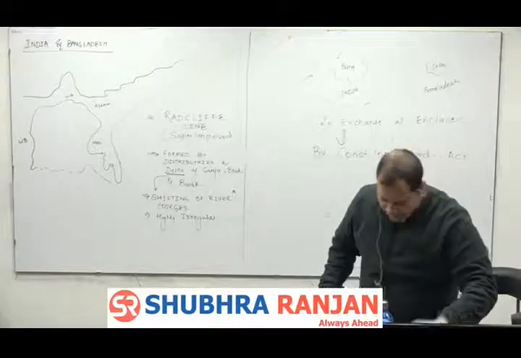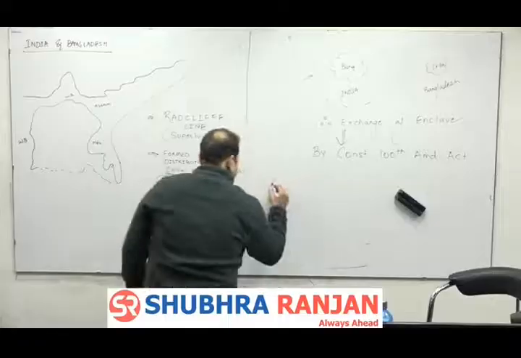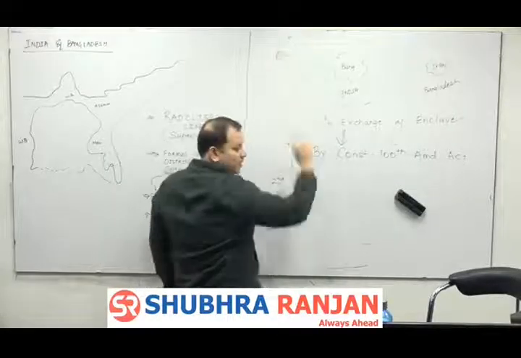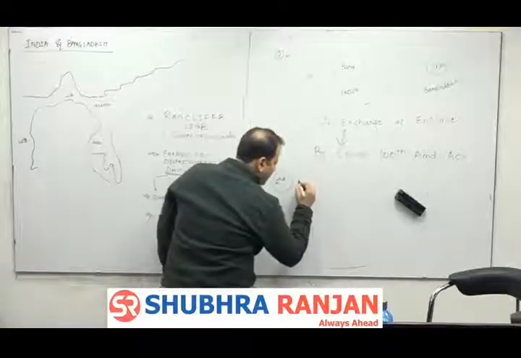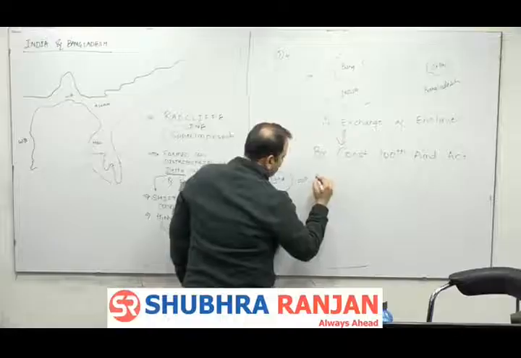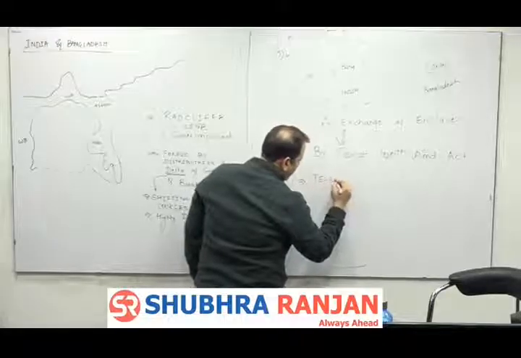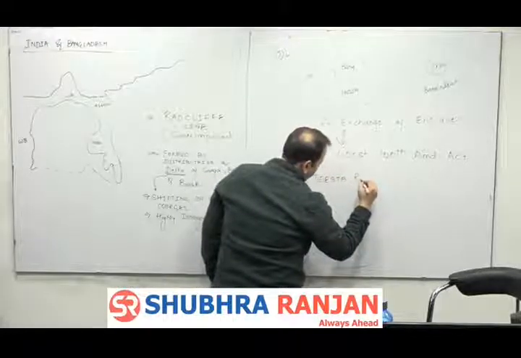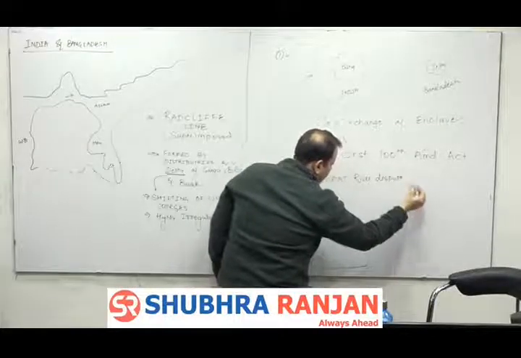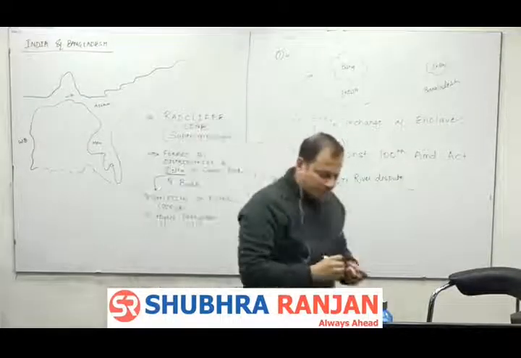Fine. The second issue. This issue has been resolved very amicably, so this dispute has been solved. The second dispute which has yet to be solved is Tista. So what is this Tista river dispute?